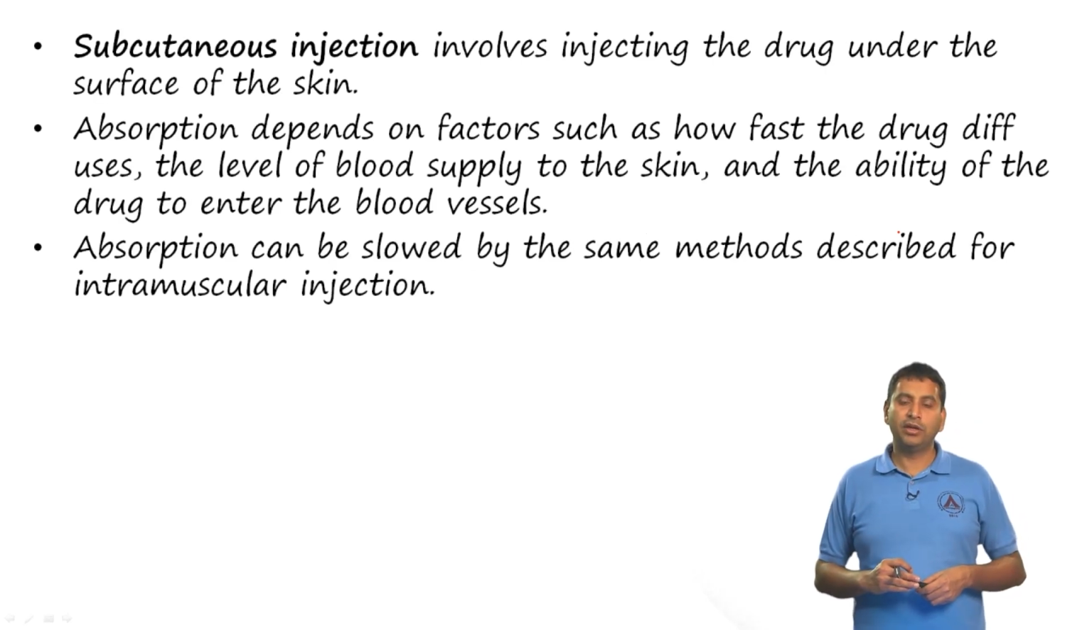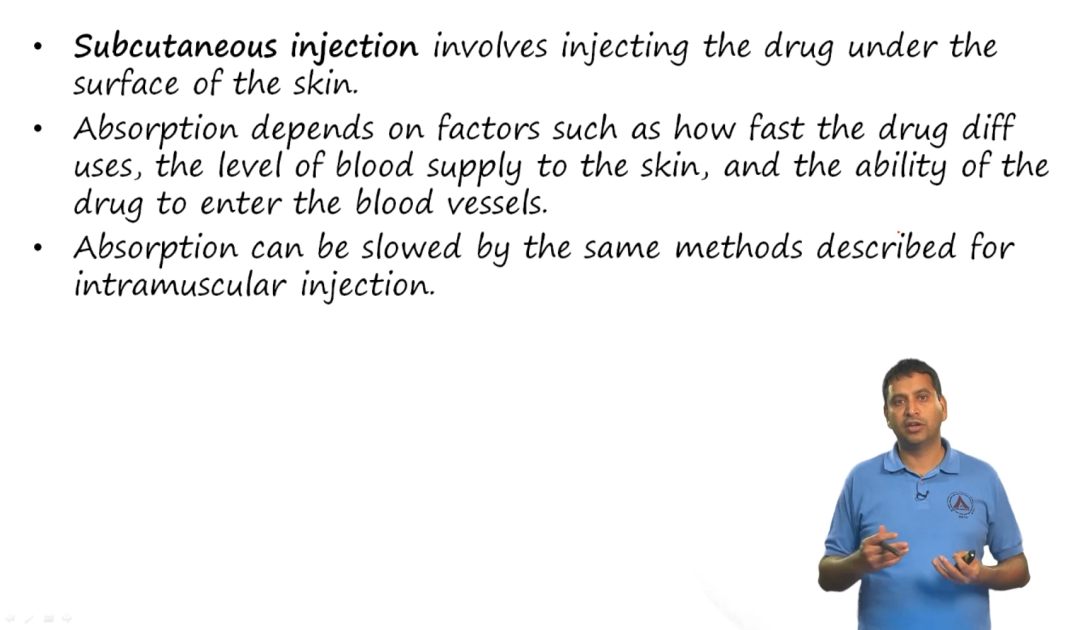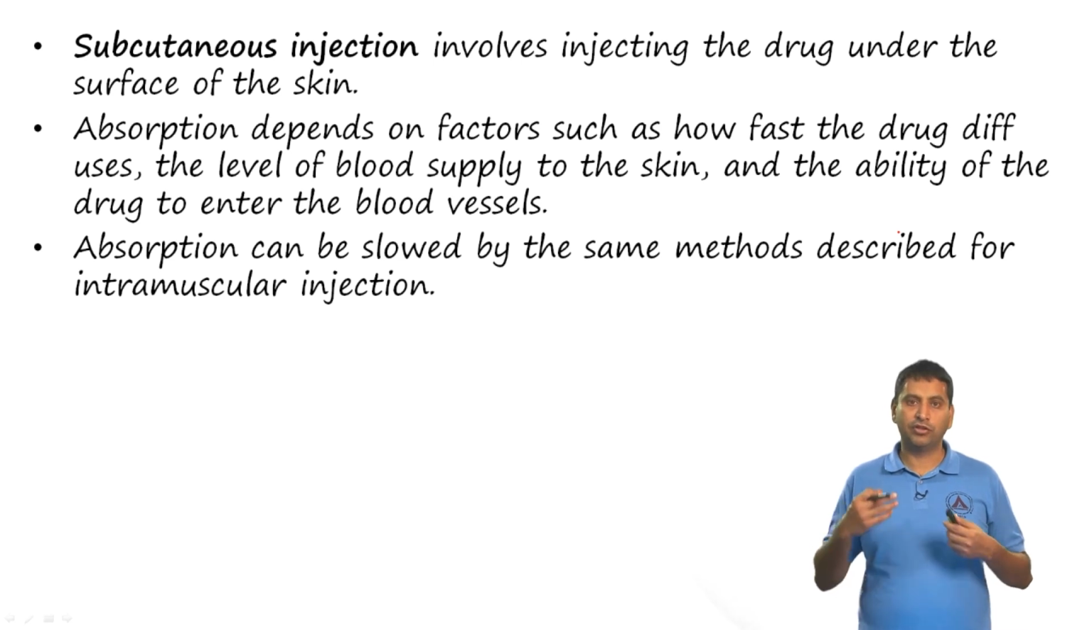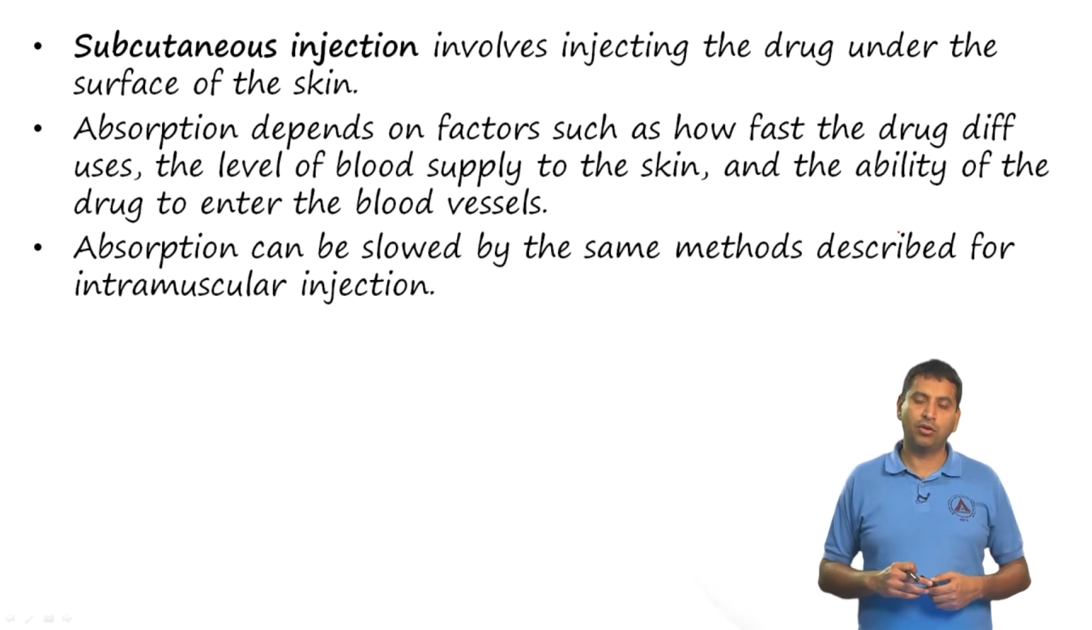The other way of doing an injection is to inject under the surface of the skin. This is known as subcutaneous injection, and here the absorption depends on how fast the drug diffuses and the level of blood supply and so on, and of course, the ability of the drug to enter the blood vessels. Absorption can be slowed down by the same methods described for intramuscular injection. So, you can just give it along with adrenaline or as a salt or an ester.